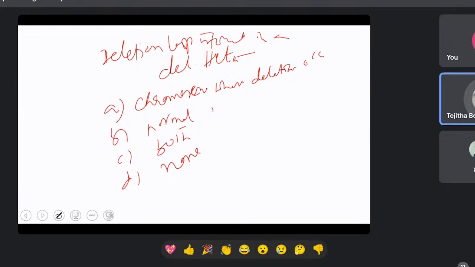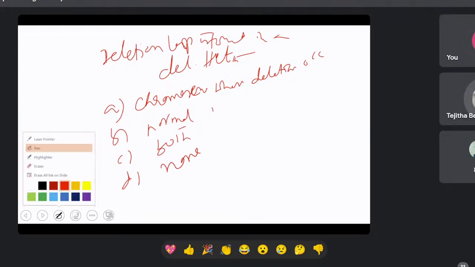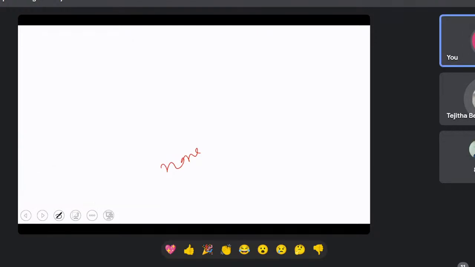Normal chromosome. Very good, excellent. Deletion loop is formed in the normal chromosome. So this is all about deletion.